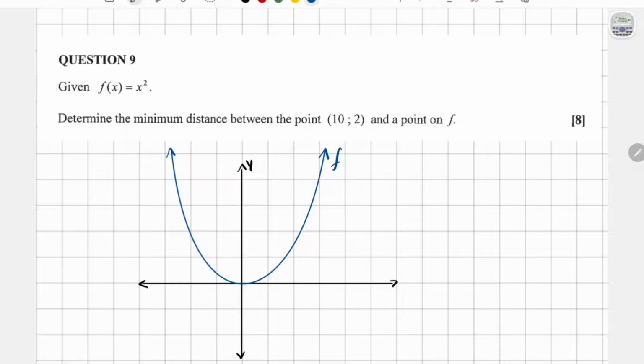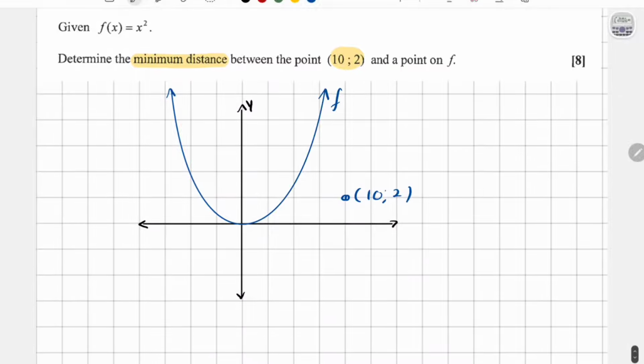And we have to determine the minimum distance between the graph of f and this point. So (10, 2) is over there. And we just have to find the minimum distance.